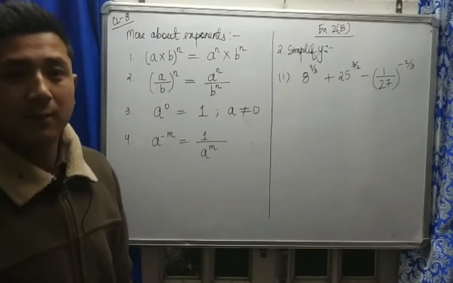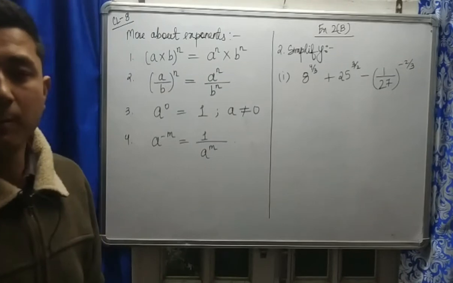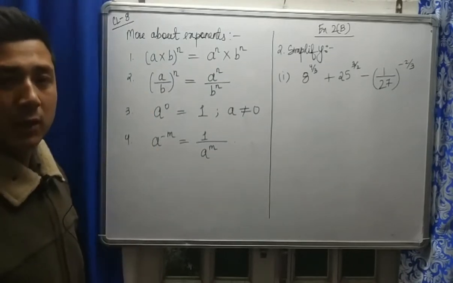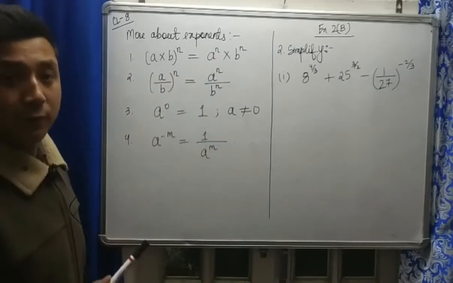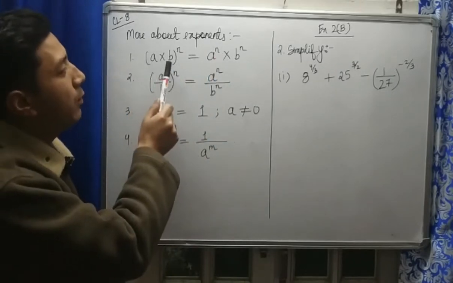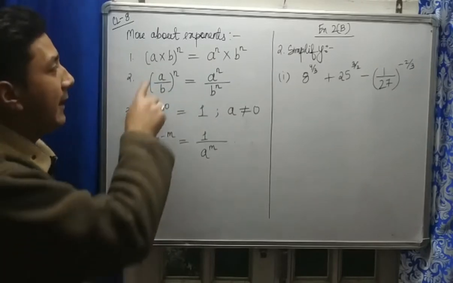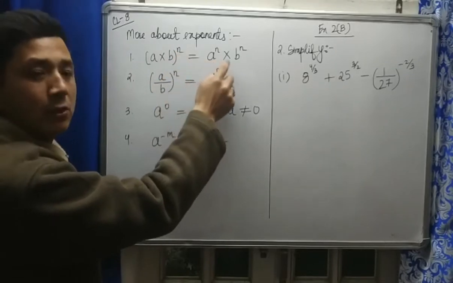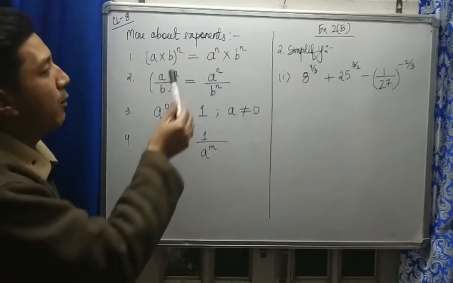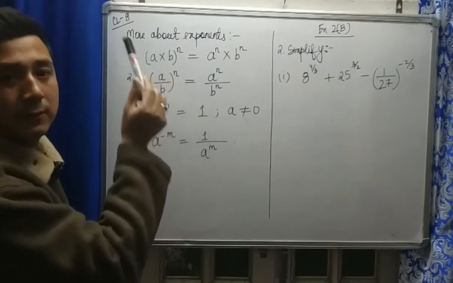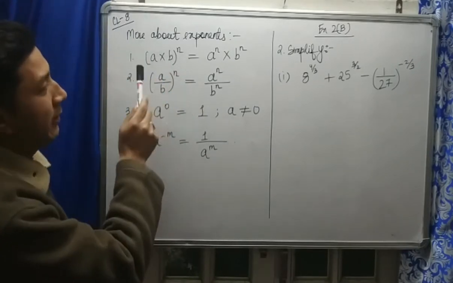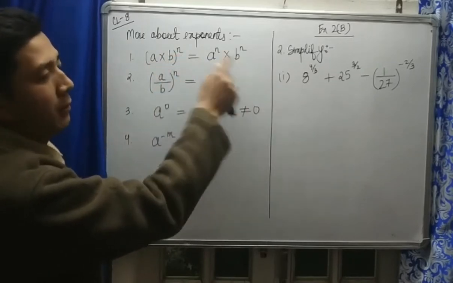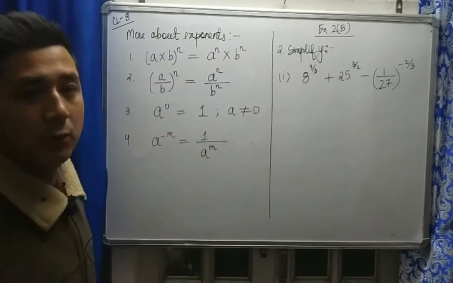In today's class we will be doing exercise 2b, but before we start exercise 2b, let us come back to the formulas. We are learning more about exponents, and the first formula is (a into b) whole to the power n, which is a to the power n into b to the power n. This power n is for both a and b. If it is a multiplication sign, you just have to open it as a to the power n into b to the power n. We'll be using this in the exercise also.